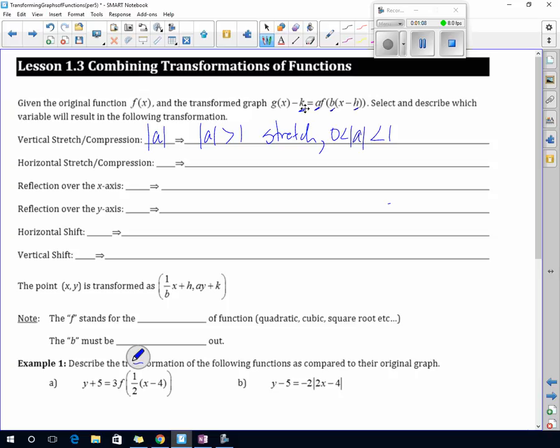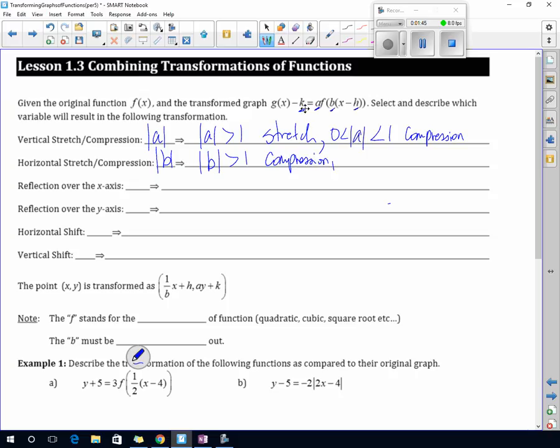Okay, what about horizontal stretch? Which letter would that be? B. And again, I'm going to say it as b. So when b is greater than 1, what is that? I learned this yesterday. It's a compression. And when b is between 1 and 0, it is a stretch.